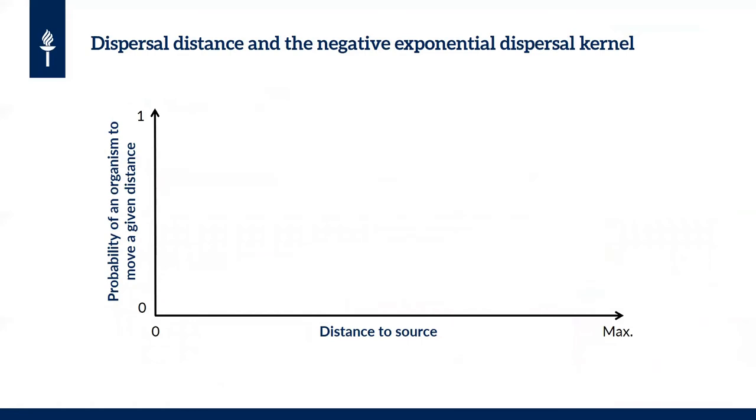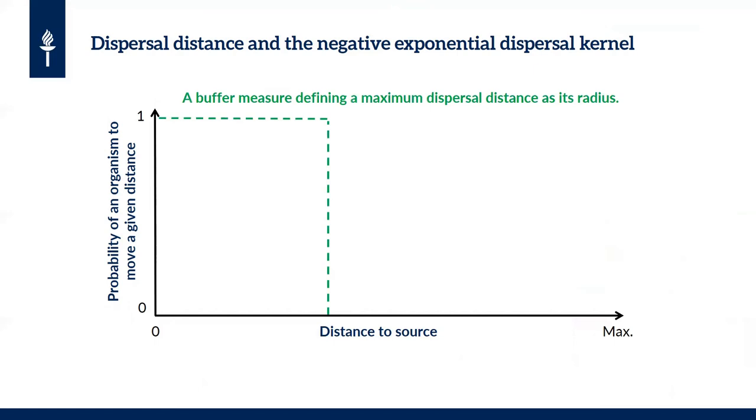So, what does this negative exponential dispersal kernel do? It defines the effect of distance on the probability of dispersal as a continuous and nonlinear metric. Here it differs greatly from buffer measures that define a radius or threshold beyond which dispersal is assumed inexistent. Like this. Dispersal distance by default is a key parameter in calculating functional connectivity. A buffer measure, where a single value determines whether a species is capable of moving between patches or not beyond a certain distance, represents a stark oversimplification of the way species utilize the landscape.